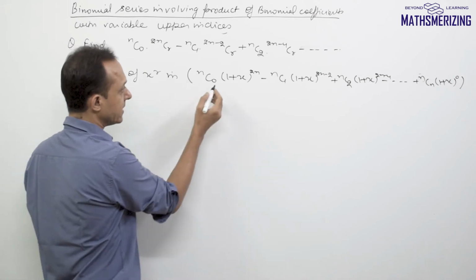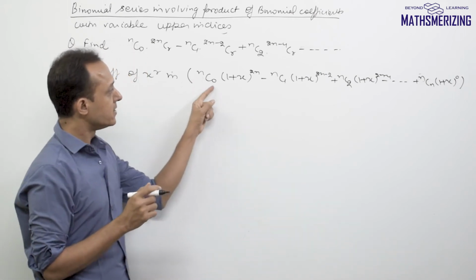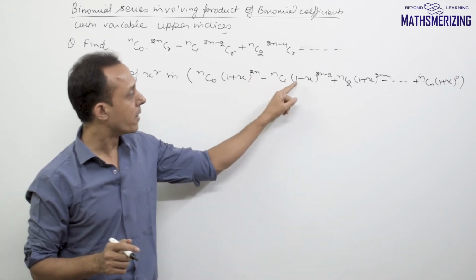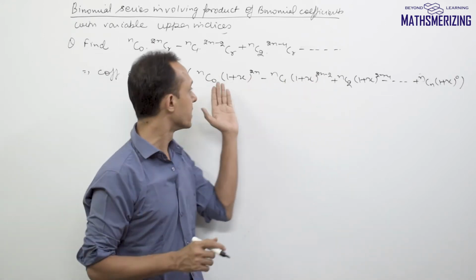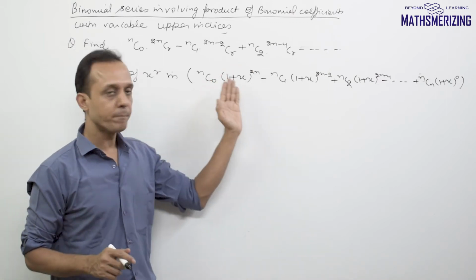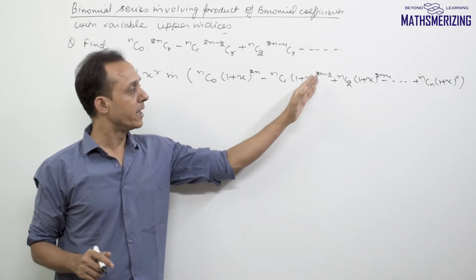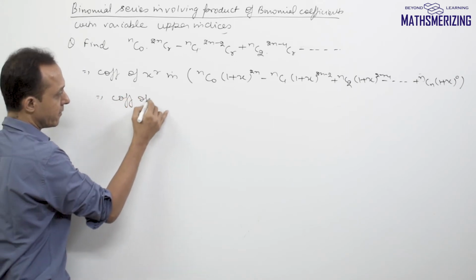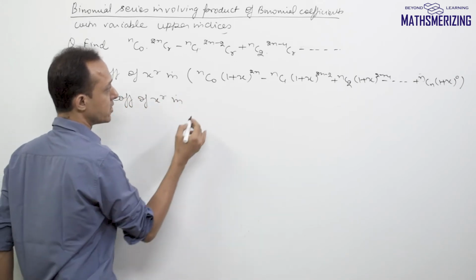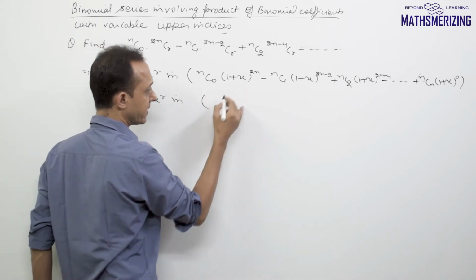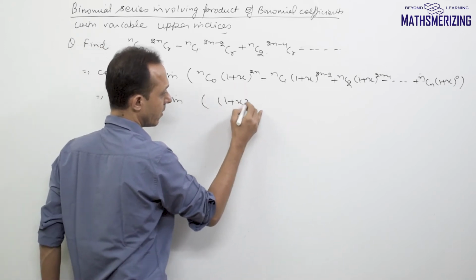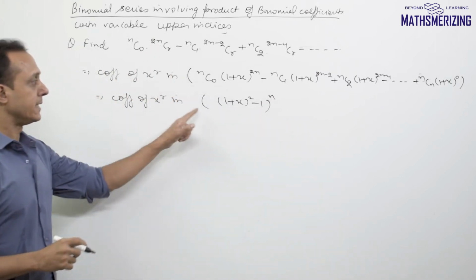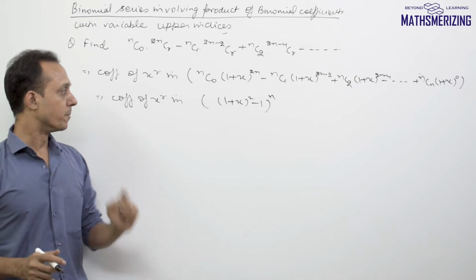Now this series is actually nothing but nC0 into ((1 plus x) whole squared) to the power n, and then ((1 plus x) whole squared) to the power n minus 1, which again is nC0 x to the power n minus nC1 x to the power n minus 1. So basically what I need is the coefficient of x to the power r in the expansion of, where x in this case is (1 plus x) whole squared minus 1, to the power n. So from this series I need the coefficient of x to the power r.